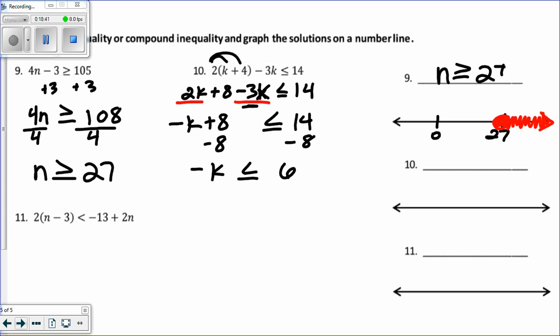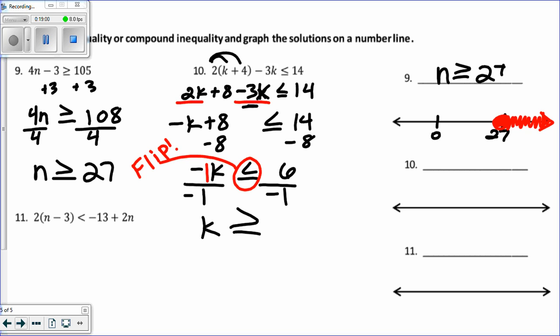This is like a secret negative 1 right here. We can't have a negative variable, so we have to divide both sides by a negative 1. But when we divide by a negative, we flip the sign. So we get a positive k finally, but we have to flip the sign, and then we get 6 divided by a negative 1, which gives us a negative 6. So I have k is greater than or equal to negative 6.